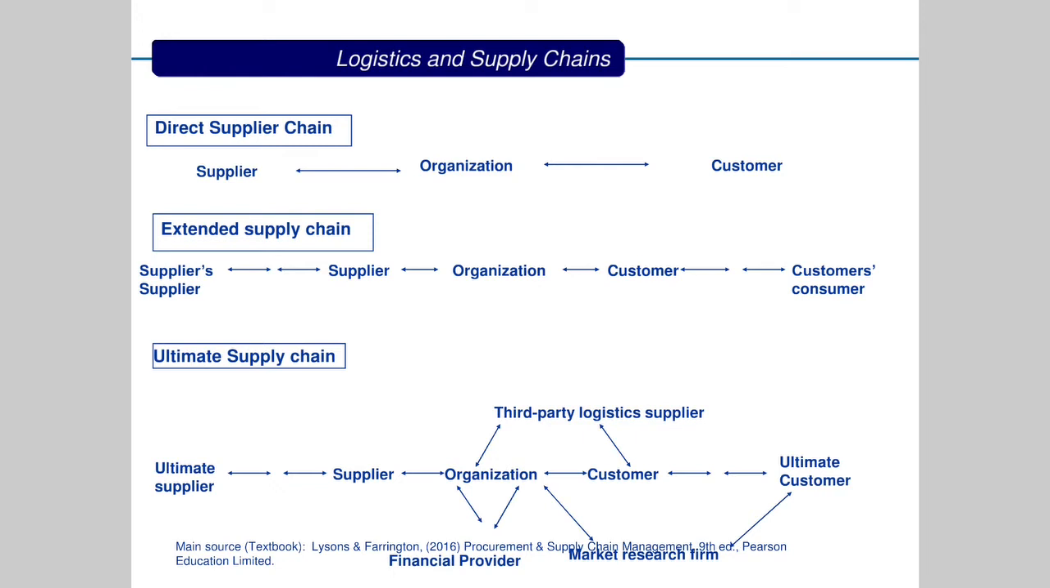And the third concept here is called ultimate supply chain, which is more than the extended supply chain. Why? Because it not only has the upstream and downstream links, but also links with other parties, entities like third party logistics suppliers or financial services provider or market research services provider. So when you look at multiple entities, upstream, downstream, and parallel, horizontal, that supply chain can be called ultimate supply chain.